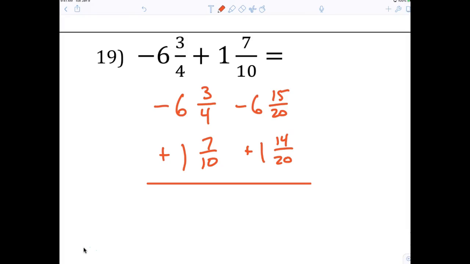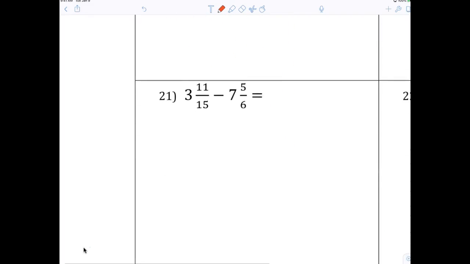Final answer: negative 5 and 1/20. Is everybody okay with that? Feels good, doesn't it? Really good. Just be careful, please. All right, let's check out 21 now.